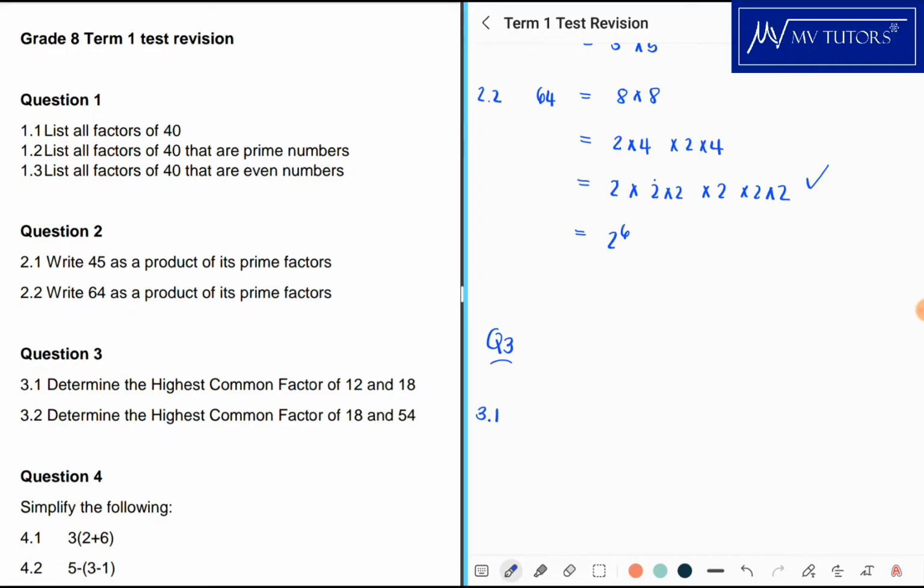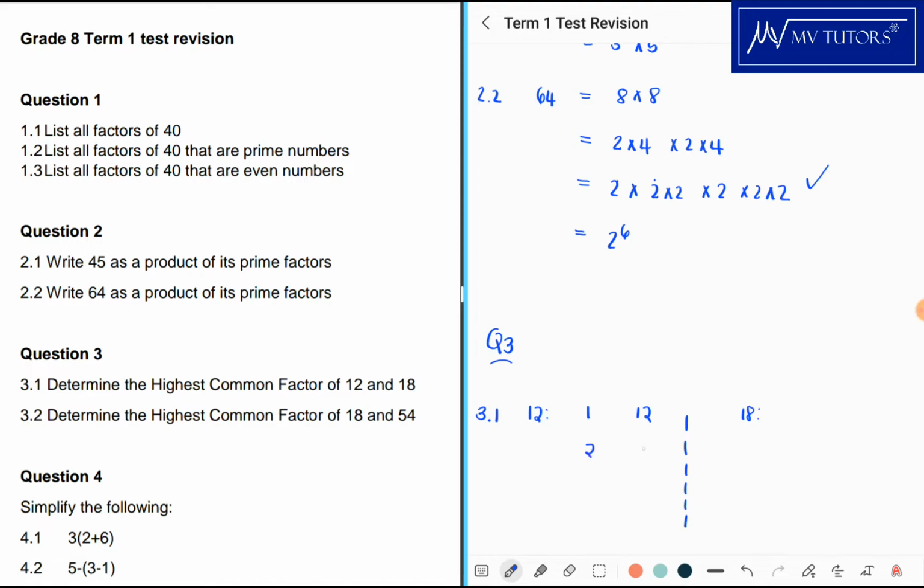So question 3.1 says, determine the highest common factor of 12 and 18. I'm going to list the factors of 12, and then on the same side, I'm going to list the factors of 18. So what are the factors of 12? We have 1 and 12.